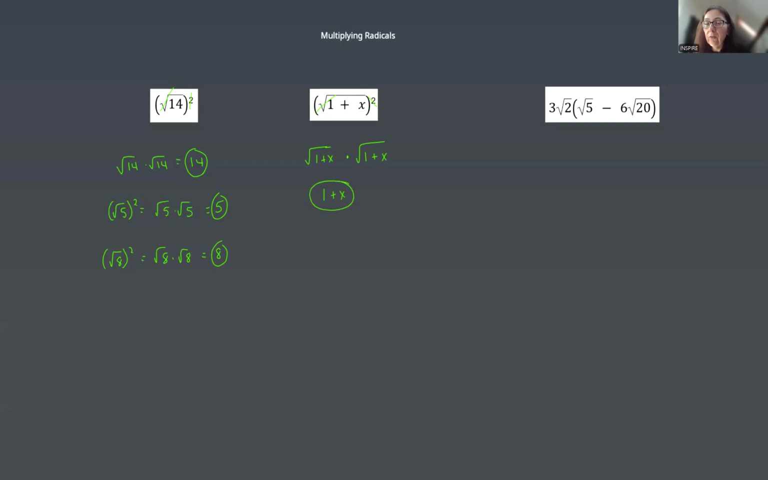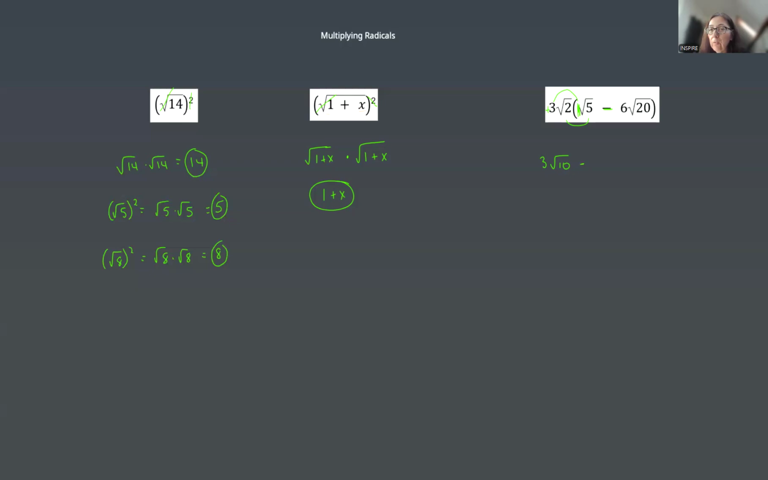Let's take a look at the next one. When you multiply radicals, you multiply what's outside of the radical sign and what's underneath. So when I look at this problem, if you want to put a 1 outside of here, you can. So I can take the 3 times the 1 is 3. Square root of 2 times the square root of 5 is the square root of 10.